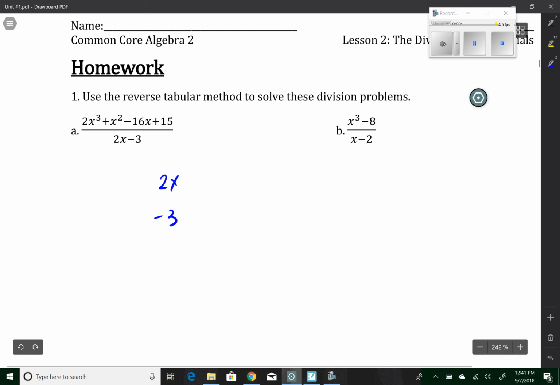If in doing the homework you wound up not using the tabular method and you used long division, it's okay. I honestly don't care as long as you're getting the question right.